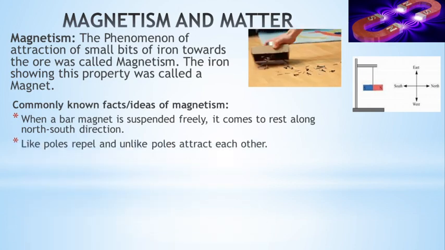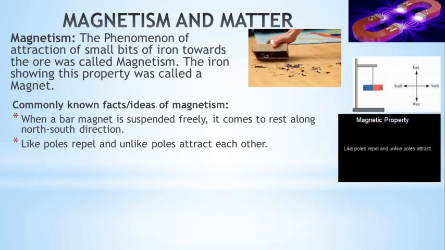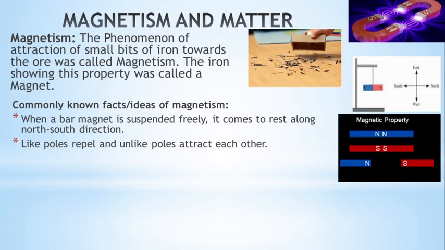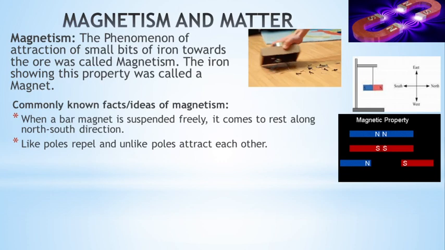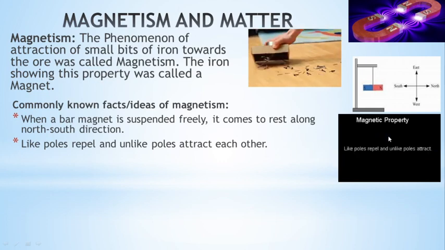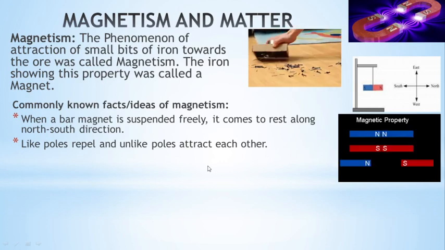Second one, like poles repel and unlike poles attract each other. Like poles means the N pole and N pole are like poles, or S pole and S pole are like poles. Unlike poles means N pole and S pole, or S pole and N pole. Okay, now you are viewing this property in this picture. See here, these are the like poles, they repel, and N and S, these are the unlike poles, they attract.